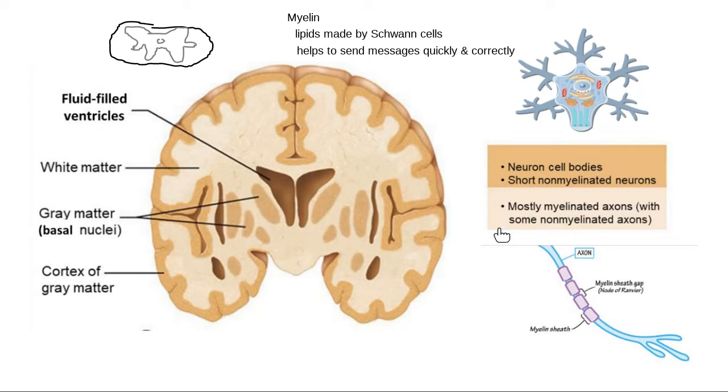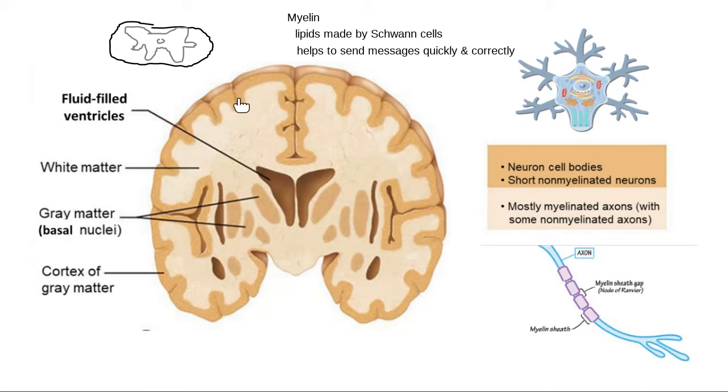White matter, really good at sending messages. Gray matter, really good at receiving messages and processing messages. Most of the processing, most of the receiving of messages happens here on the outside of the brain. Most of the gray matter is arranged in those bumps called gyri, or those indentations called sulci.